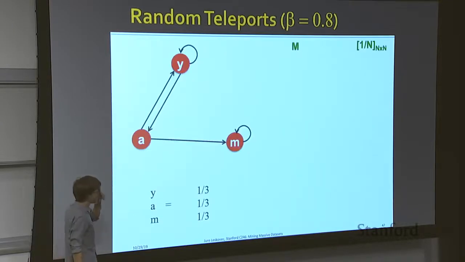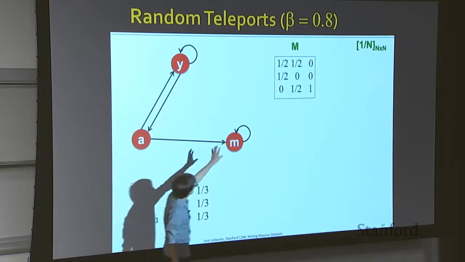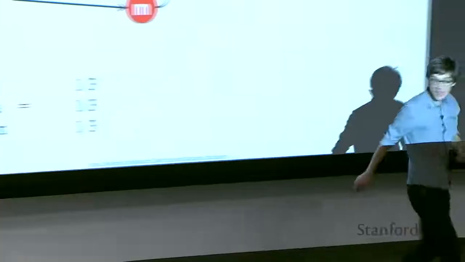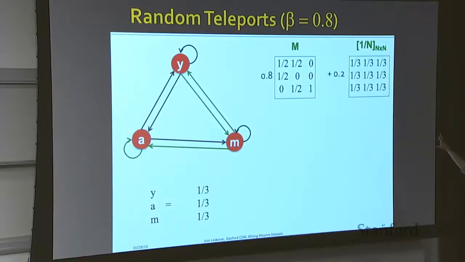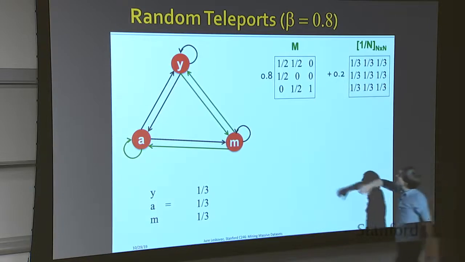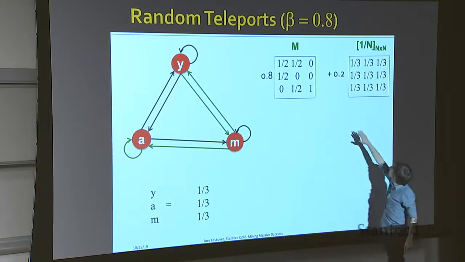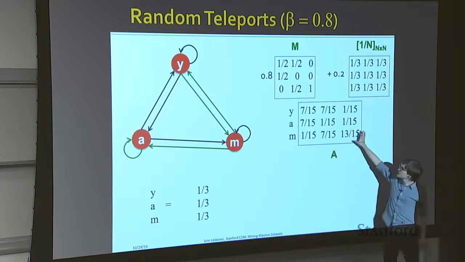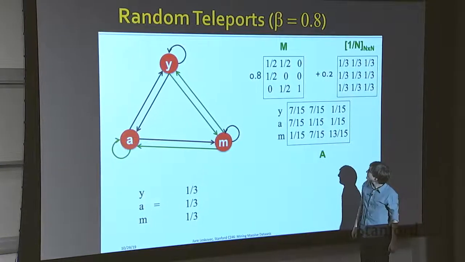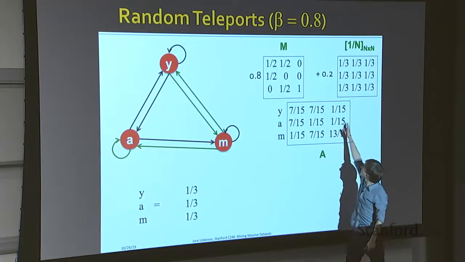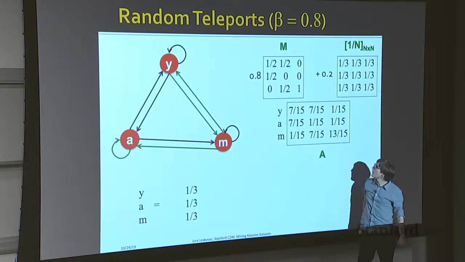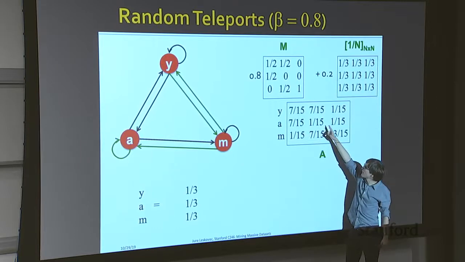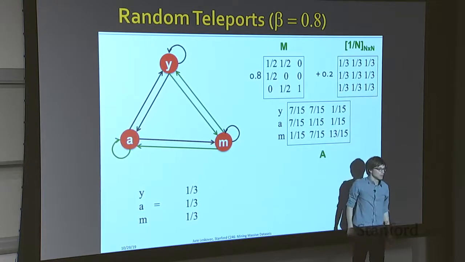So let me just show you what we just did. We said, here is our graph. Here is our matrix M. Notice that node M is now a spider trap. So this is matrix M. Then here is the random teleport matrix that I have. So my matrix A will be 0.8 times M plus 0.2 times this 1/3 type matrix, right? And if I add the two together, this is my matrix A, right? So what this means is that if I come to a given node, this is how I'm going to leave that node, right? With probability 7/15, I will navigate to Y. With probability 7/15, I'll navigate to A, and 1/15 to M.